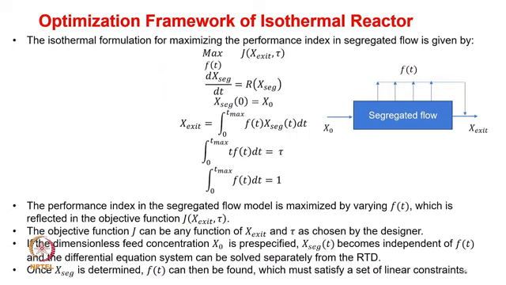So let's speak a little bit more about the performance index. The performance index in the segregated model is maximized by varying f of t, which is reflected in the objective. So you typically change f of t, which is the function. The objective function J can be any function of x_exit and tau as per the choice of the designer. If the dimensionless feed concentration x naught is pre-specified, x at t becomes independent of f of t, and the differential equation can be solved separately from the RTD equations. When x is determined, f of t can be found, which must satisfy a set of constraints that we have learned earlier.